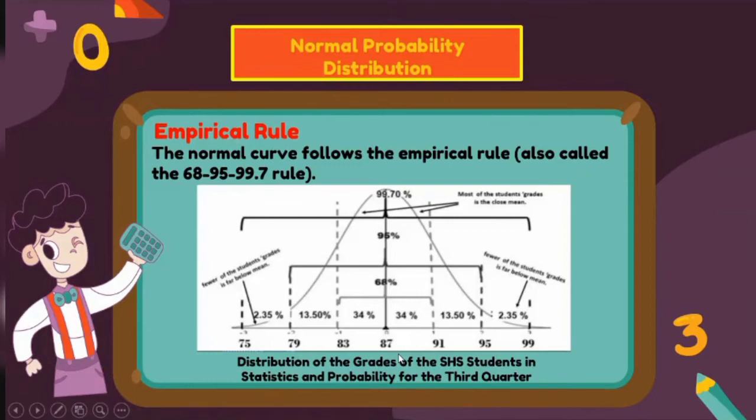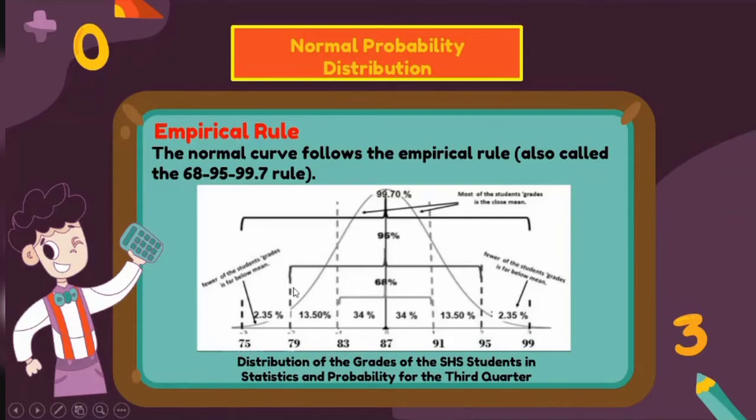And if you want to determine the standard deviation of this given problem, it is equal to 4. The standard deviation is equal to 4. Another thing, if we divide this given curve into two sections, we have the left side and the right side. For the left side, these are the scores: 83, 79, and then 75.